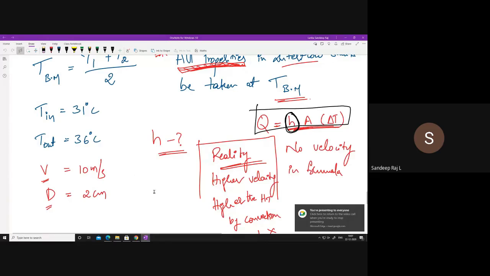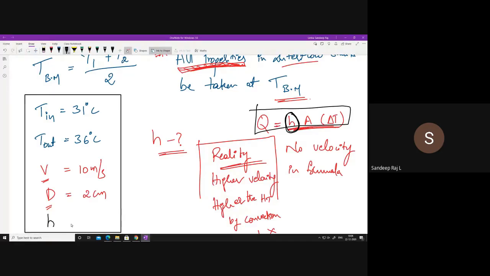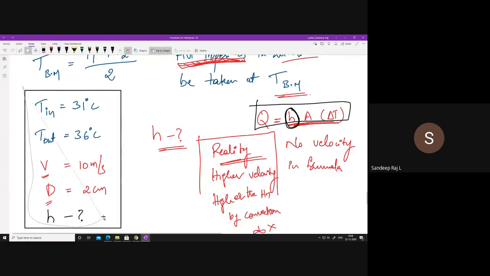Good morning, students. In the last class, we were looking at this particular problem, the one given to you, where we are supposed to calculate the H value. So let's take up this problem and solve it now.